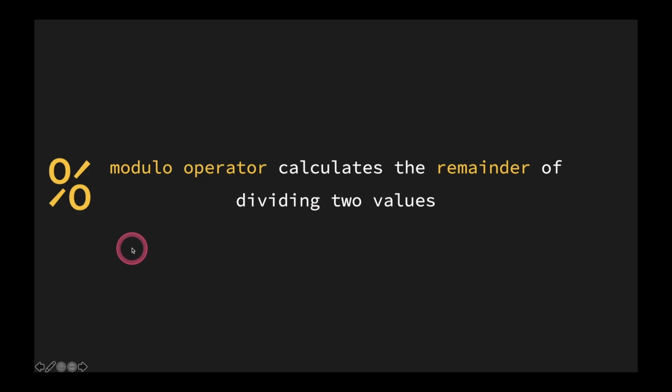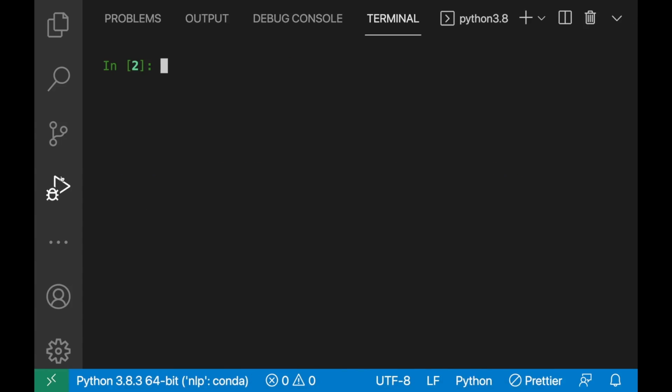In Python, we have a special operator called the modulo operator. This calculates the remainder of dividing two numbers. This operator is represented by a percentage symbol. So let's get to the solution now.